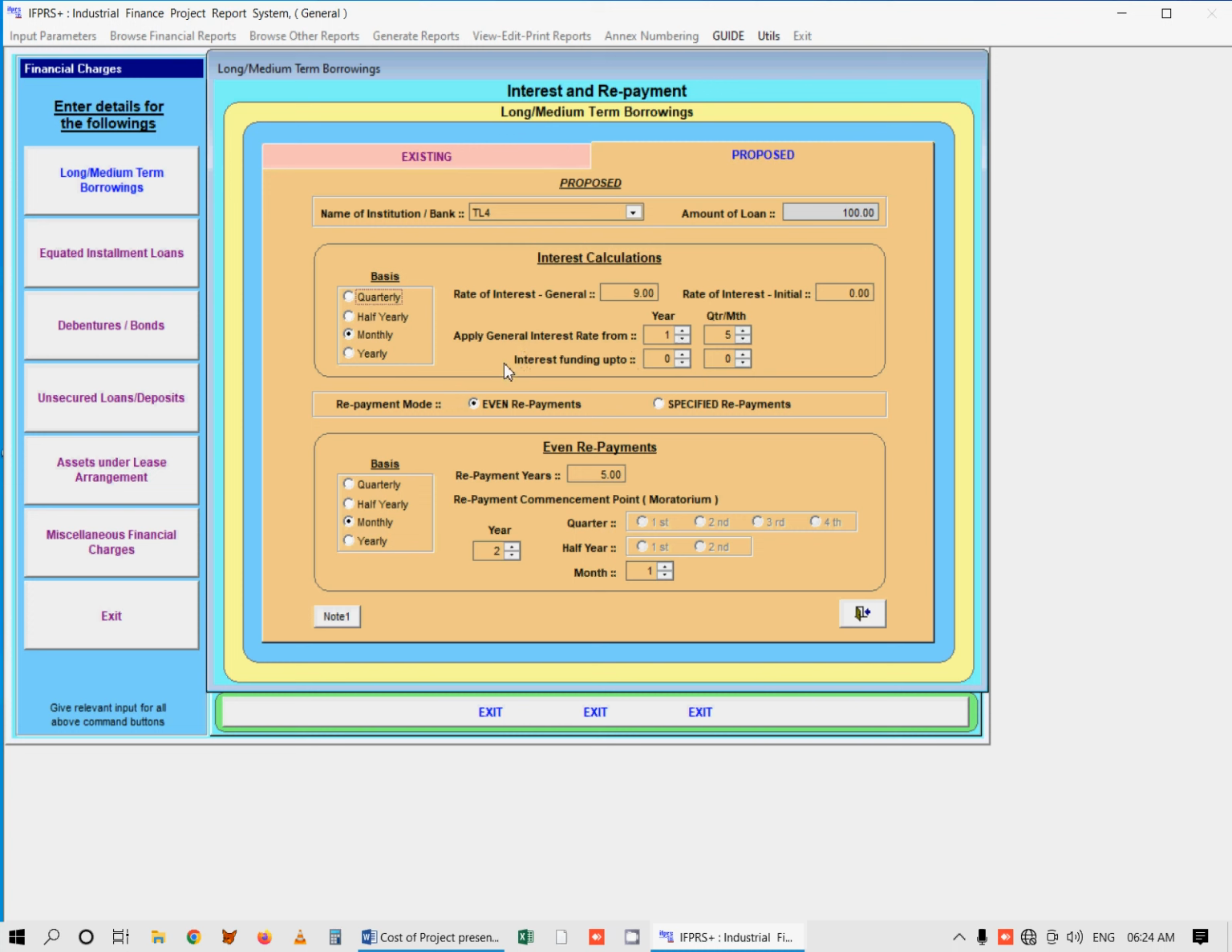Thus, you could see how simple, but how precise and exact, with a lot of flexibility, you could state interest and repayment for all and each defined term loan.